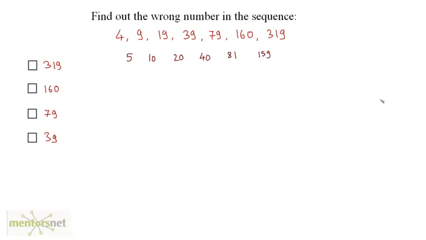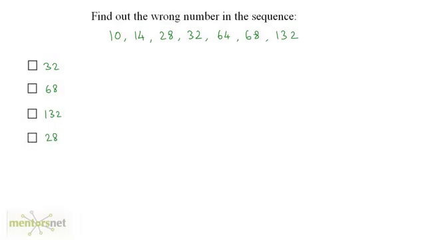159. Right, so we are getting kind of a pattern here. 5 gets doubled to 10, 10 again gets doubled to 20, this again gets doubled to 40, but here we have a problem. 40's double is 80, but here we have 81, right? So this is kind of breaking the chain. So we are deriving 160 from 81, so 160 is the wrong number in the sequence, isn't it? So option B is the appropriate choice for us.